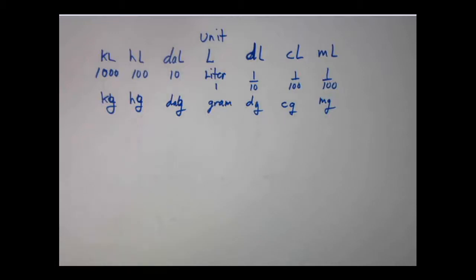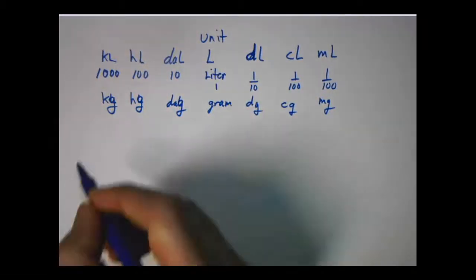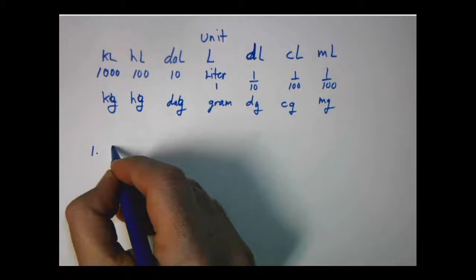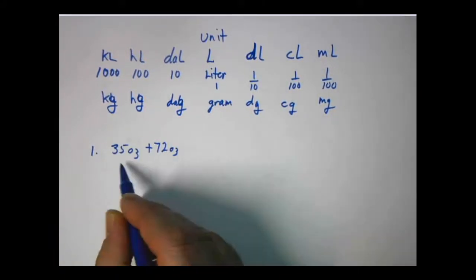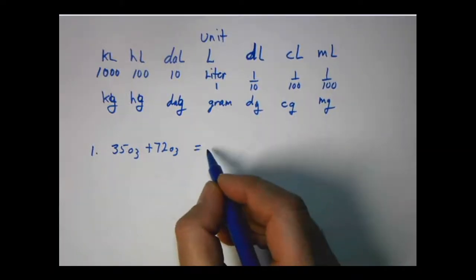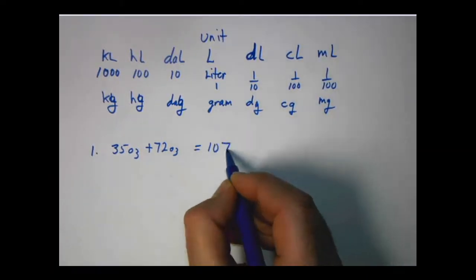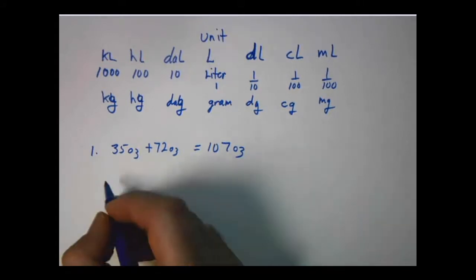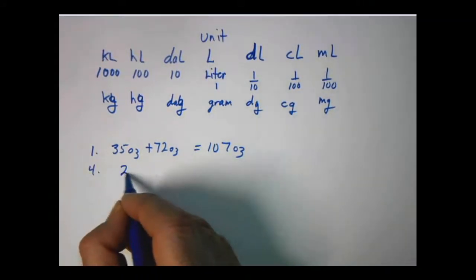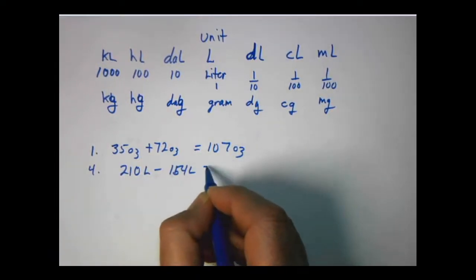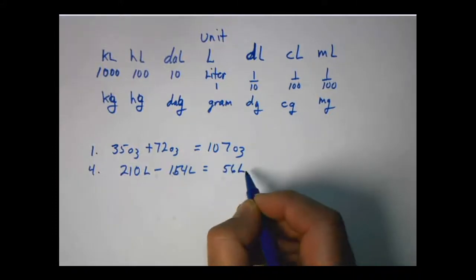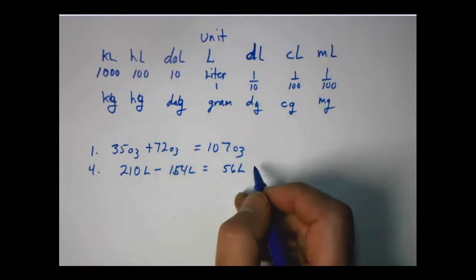The section exercises for 7.2 start again with the normal units and just simply working with them. As long as you have common units, if I have 35 ounces plus 72 ounces, as long as the units are the same, I'm just simply adding up for 107 ounces. Number 4, right below that, I have 210 liters, I'm subtracting 154 liters, and I would get 56 liters. So as long as they're the same, we're great.